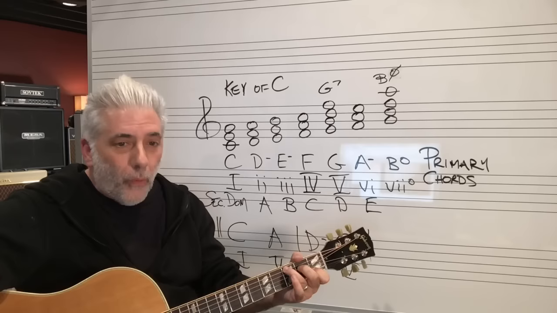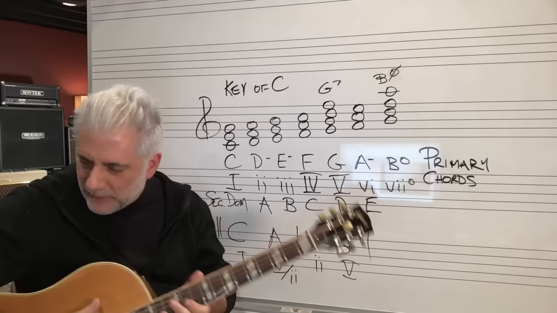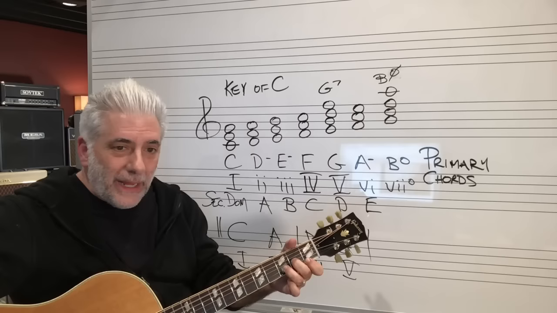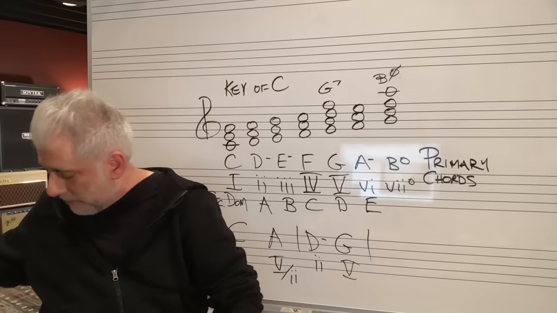Seven of two to five. Okay? Different sound. The secondary dominant chord has that half step that helps you lead into D minor in a stronger fashion. Half step resolutions are always the strongest, okay?